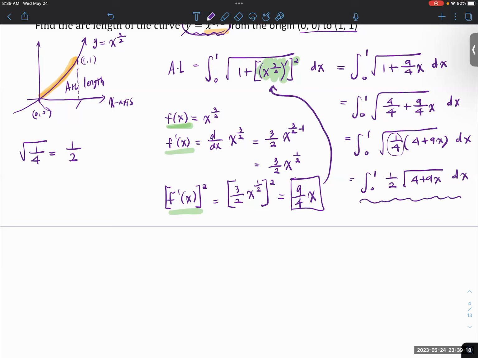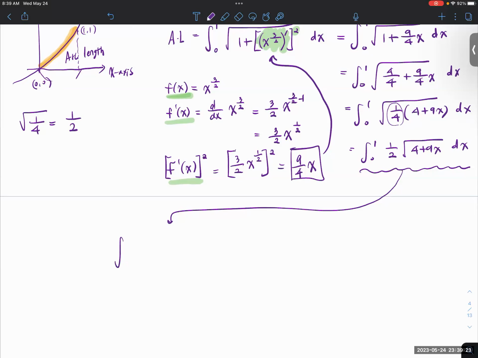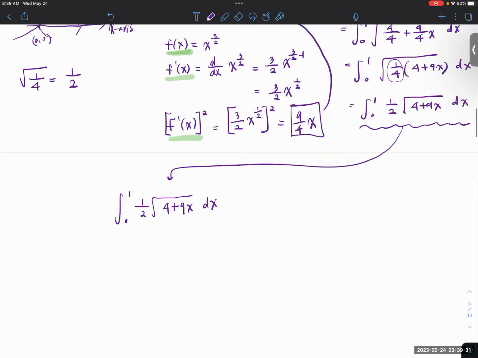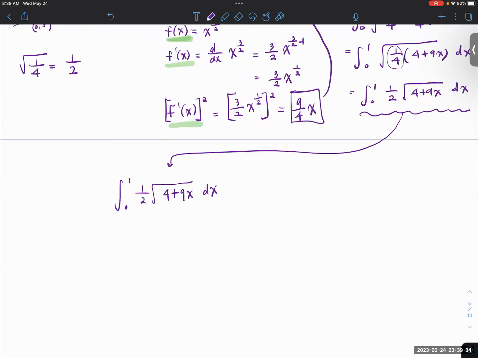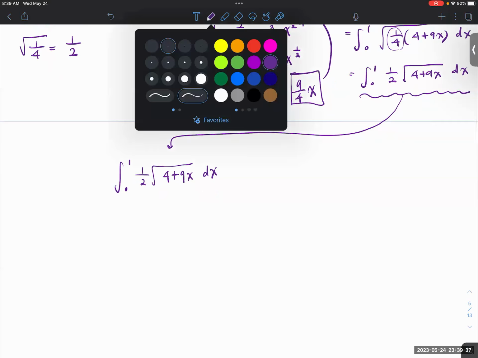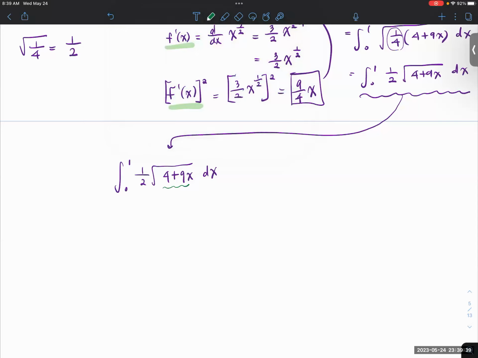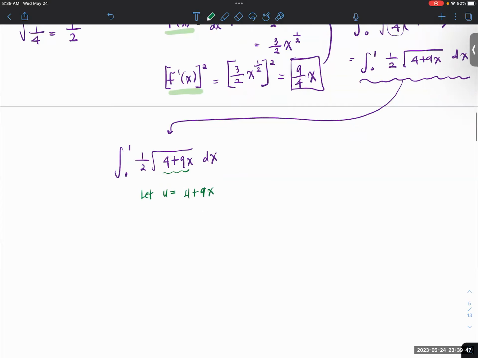So we have to continue to take the integral. So I'm going to write it here. Integral from 0 to 1 of 1 over 2, radical of 4 plus 9x, dx. So when you look at the previous concept, this is going to be u substitution because 4 plus 9x has been put inside the radical function. So we're going to say let u equal 4 plus 9x. So we're going to take du over dx. 4 will be 0, 9x will be 9. So du will be 9 times dx.